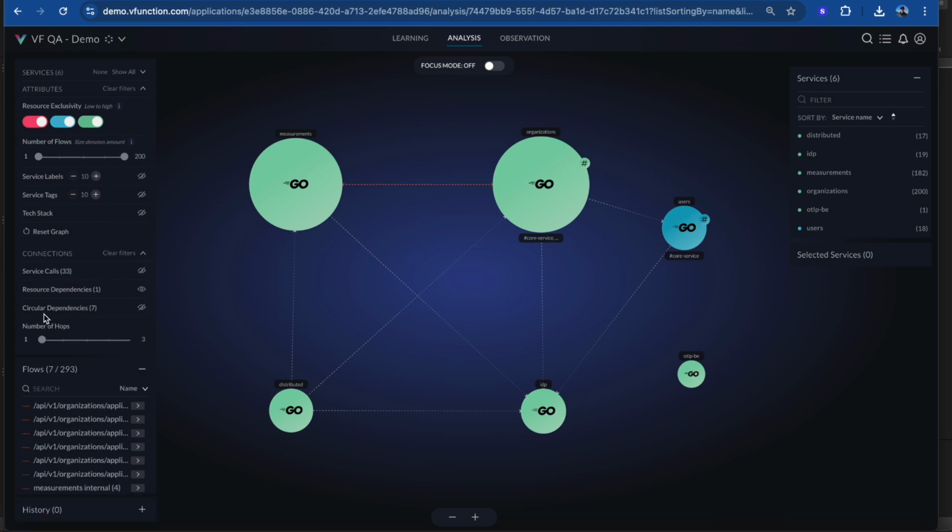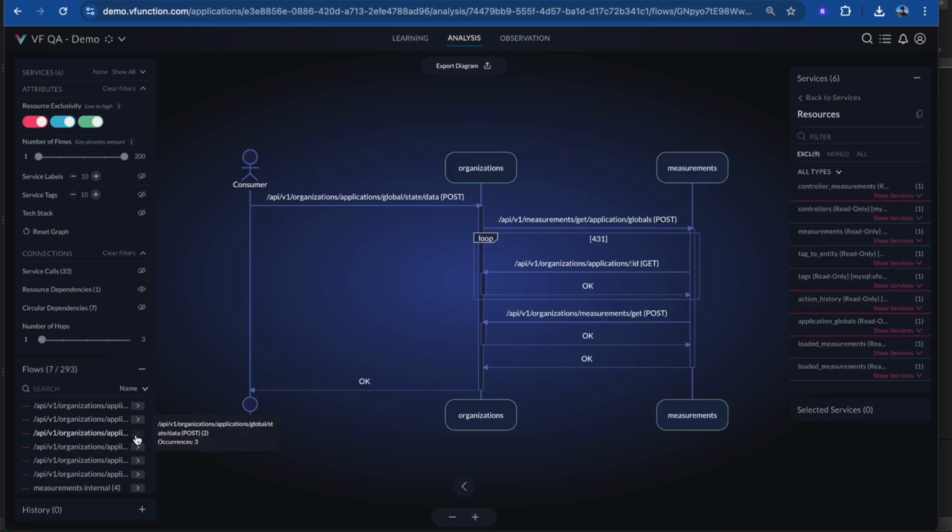For example, circular dependencies. Okay, and so here, I see that the system identifies 7 flows out of these 293 flows that represent circular dependencies, and if I click on it, I can actually see them. So in this flow, I see that it introduces this loop of 431 times that the organization is calling the measurement and goes back and forth again. That actually is something that we see in the slowness of the system.